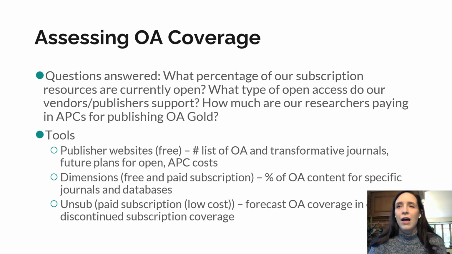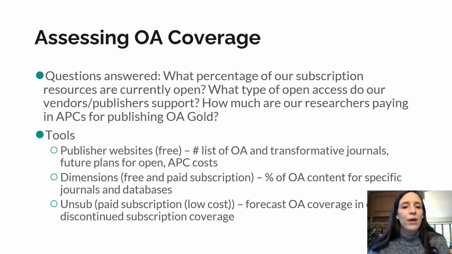And so this just takes time, really digging into looking at what these publishers are doing to support open and how much the libraries end up paying for it. There's also a tool called Dimensions, which has a free version and also a paid subscription, which can tell you the percentage of OA content for specific journals and databases, which can be especially helpful if we're deciding which journals we want to promote and keep in our collection, or which ones we can potentially drop or swap out in a subscription.